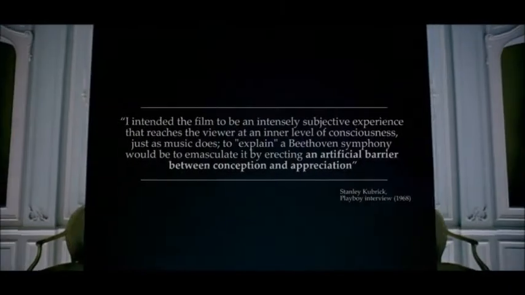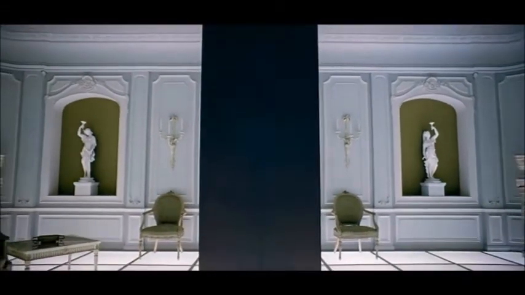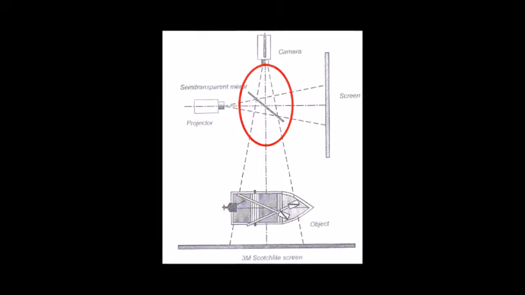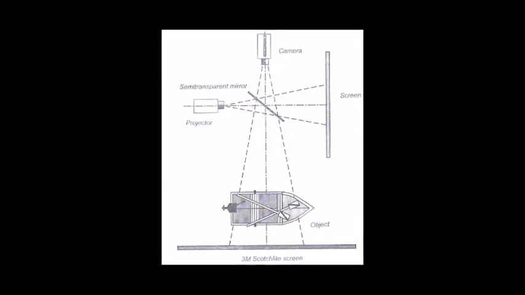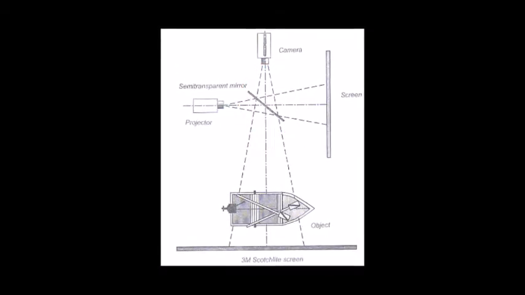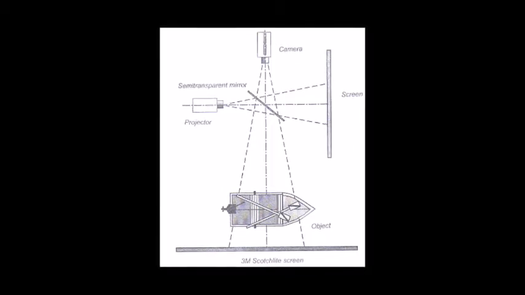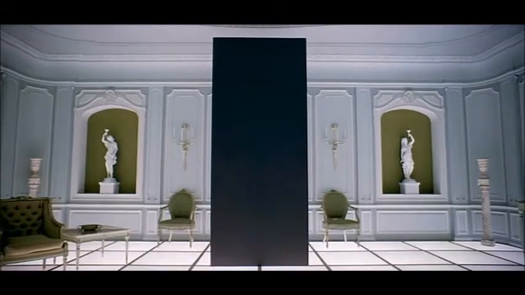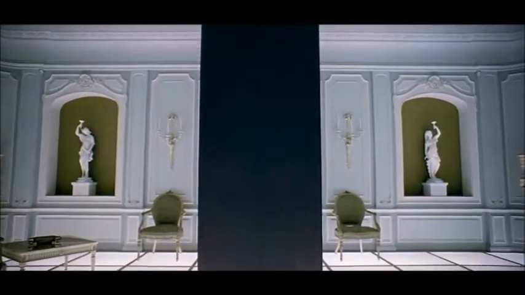The monolith from 2001 is the artificial barrier between conception and appreciation. Like the two-way mirror used in front screen projection, the monolith is both present as absent because one can look both at it and at the same time through it. So in a sense, the monolith doesn't really exist. Hence, it is an artificial barrier between the object and the subject, between conception and appreciation.